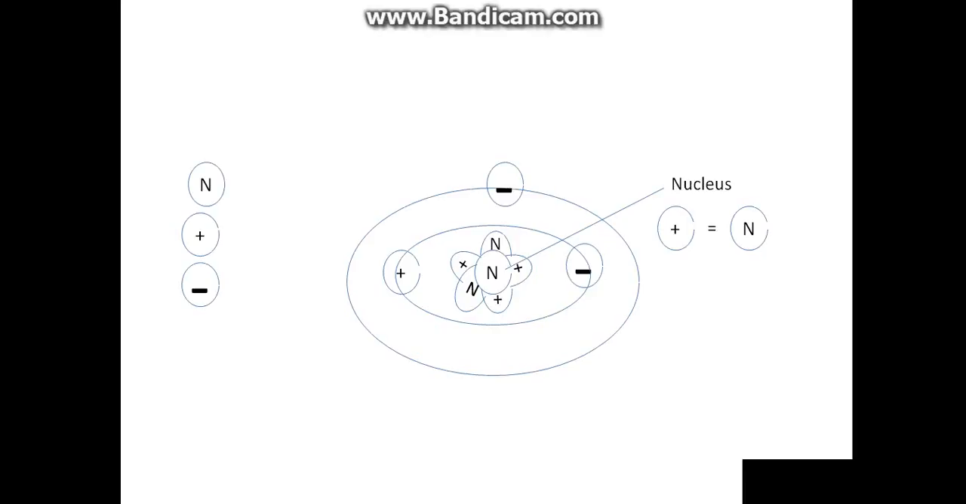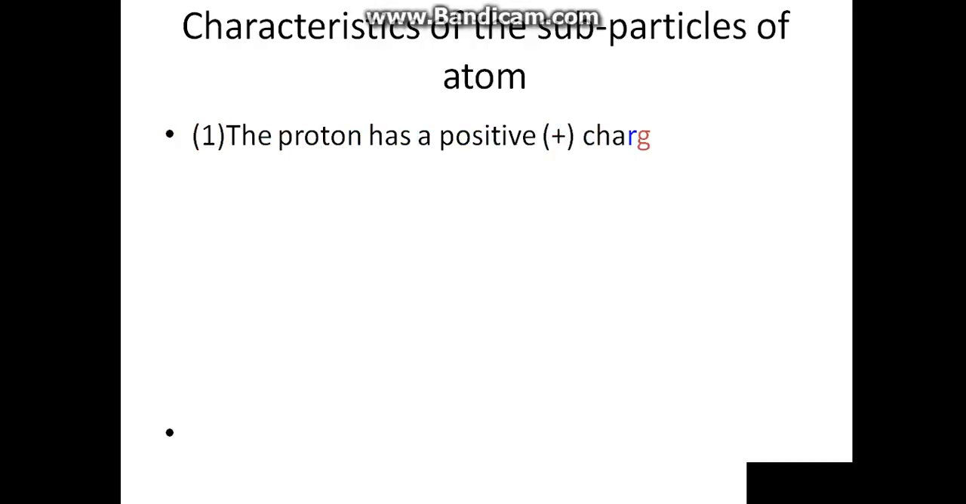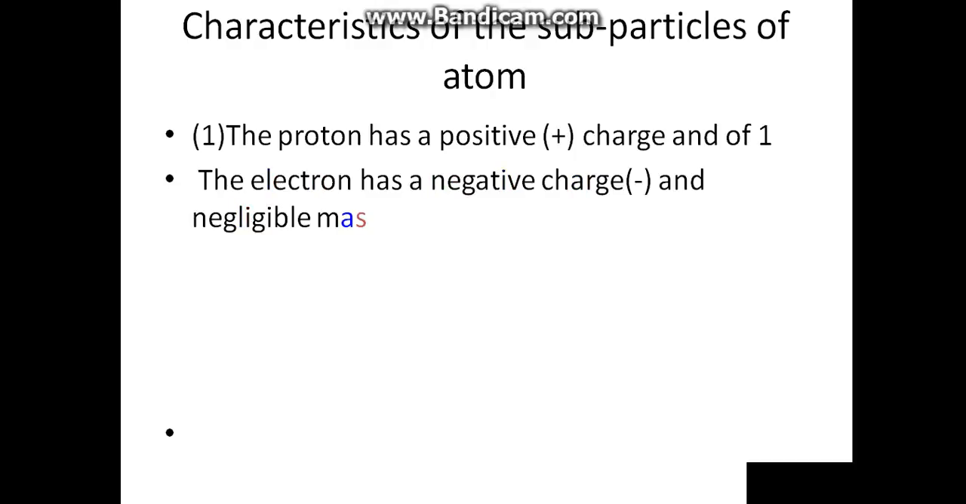N is the neutron, positive is the proton, negative is the electron. Figure 5.1 shows the atomic structure of an element. Characteristics of the subparticles of an atom. The proton has a positive charge and a mass of 1. The electron has a negative charge and negligible mass.